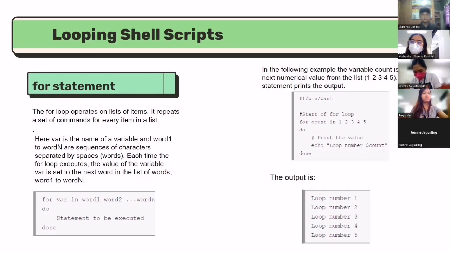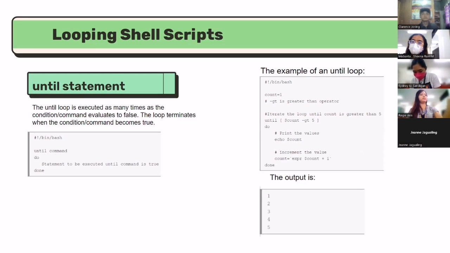Next, until statement. The until loop is executed as many times as the condition or command evaluates to false. The loop terminates when the condition or command becomes true.